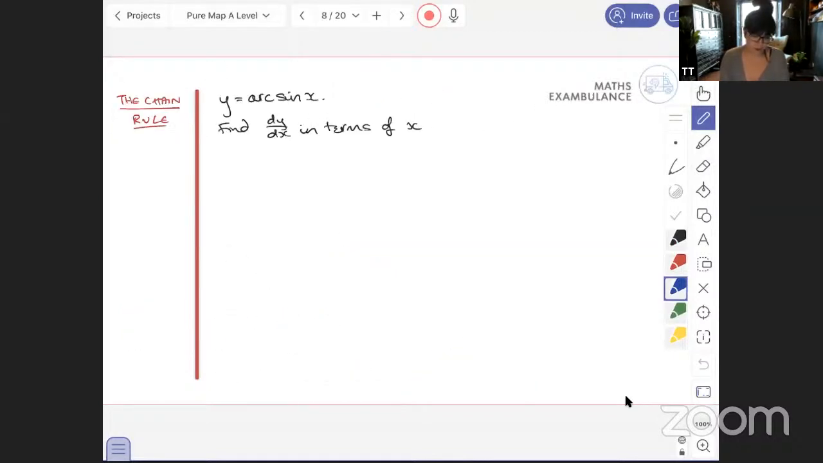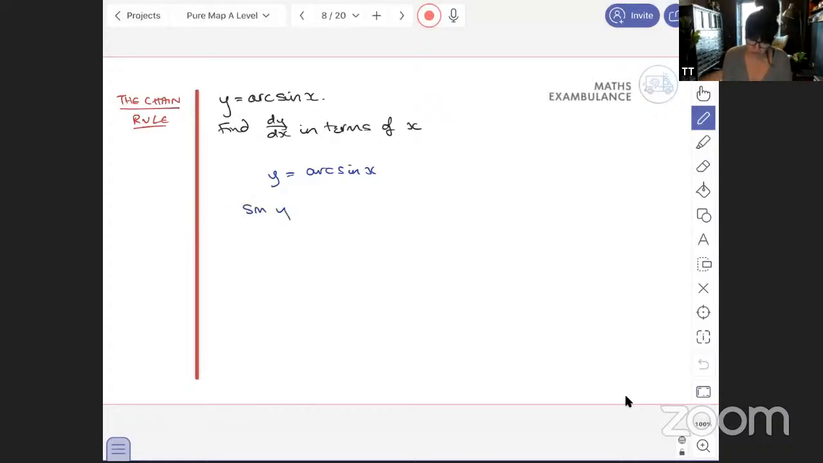Last one, have I got time? I've got 2 minutes. I reckon I've got time. This is what we do. y is arcsine x. Do not like that. Do not differentiate arcsine. No, we only differentiate sine, cos, tan, sec, cosec, cot, e to the x, a to the x, ln x, and x to the n.